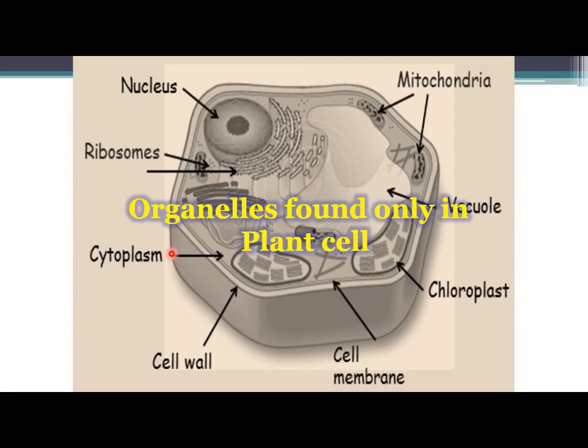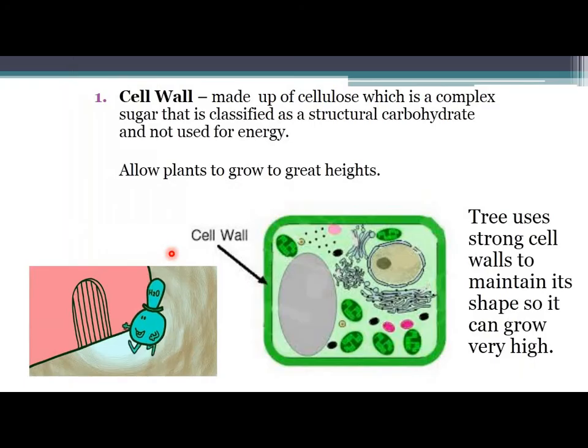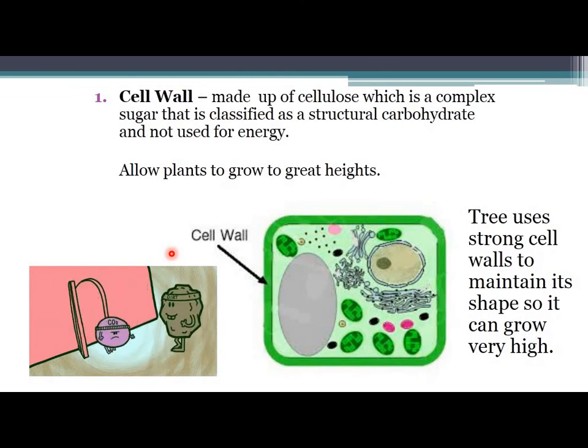Now, let's proceed naman with the organelles na makikita lamang sa plant cell. Una na dyan ay yung cell wall. No? So, cell wall, it is made up of cellulose, which is a complex sugar that is classified as a structural carbohydrate and not used for energy. No? So, it allows plants to grow to great heights. No? So, kung napapansin nyo, di ba? Bakit nga ba ang kakapal ng balat ng isang halaman, ng isang puno? Kasi nga, makapal ang cell wall.